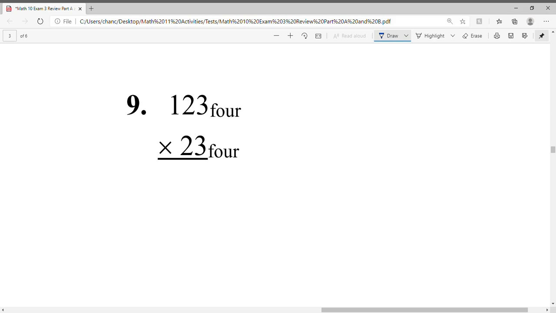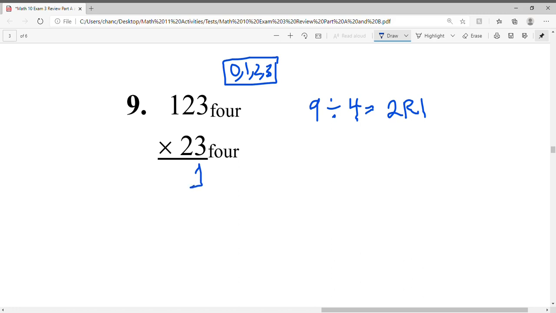What's 3 times 3? Well, that's 9. 9 does not exist in base 4. That's equivalent to 2 remainder 1. Again, the only symbols for base 4 are 0, 1, 2, and 3. I'll put a 1 down here, and then we'll carry the 2.